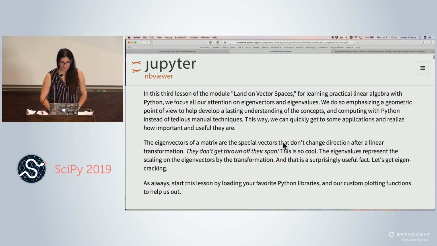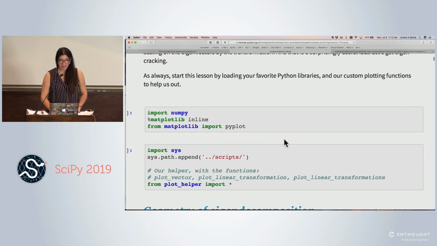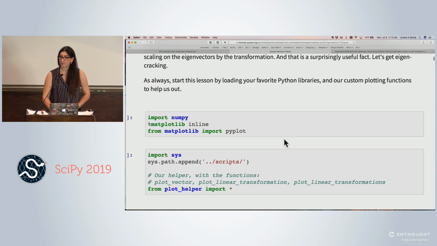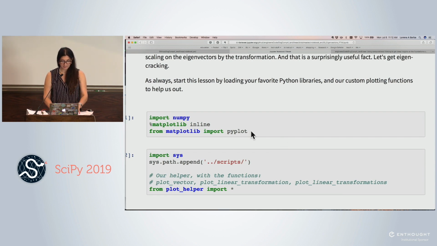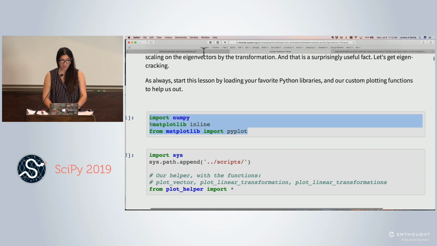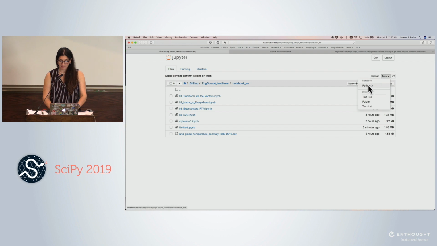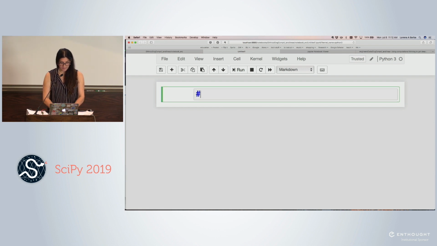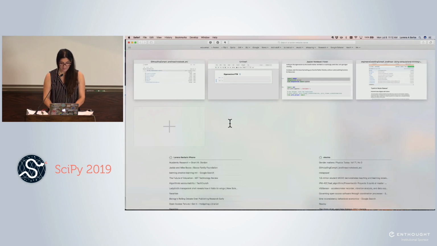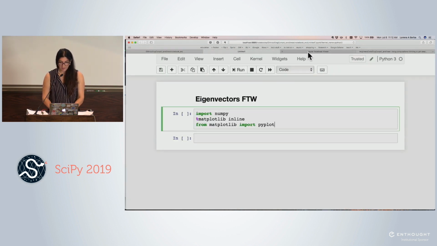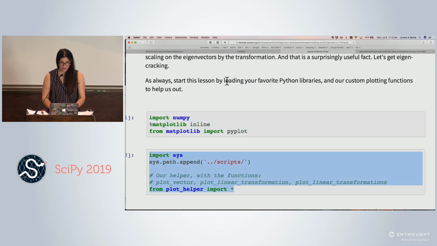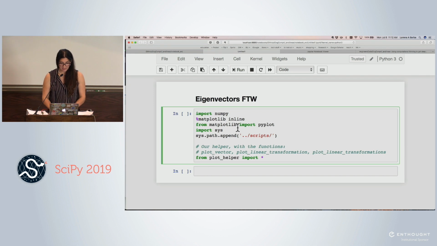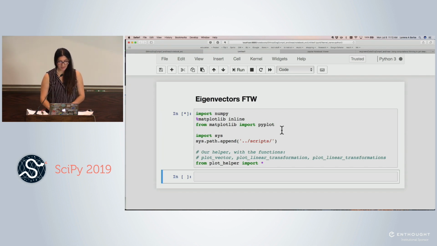discussing eigenvectors and eigenvalues. As always, we're going to start loading our libraries, and in this case, we're going to use again the inline backend. So I'm going to copy and paste to save a little bit of typing. I'm going to create a new notebook, Python 3. And this is going to be our lesson on eigenvectors for the win. I'm going to load all of this in just one cell, and I'm going to cheat a little bit by copying and pasting from the written out lesson to save a bit of time.